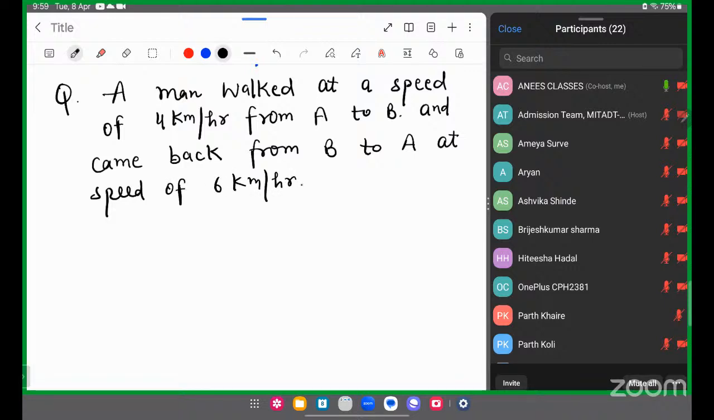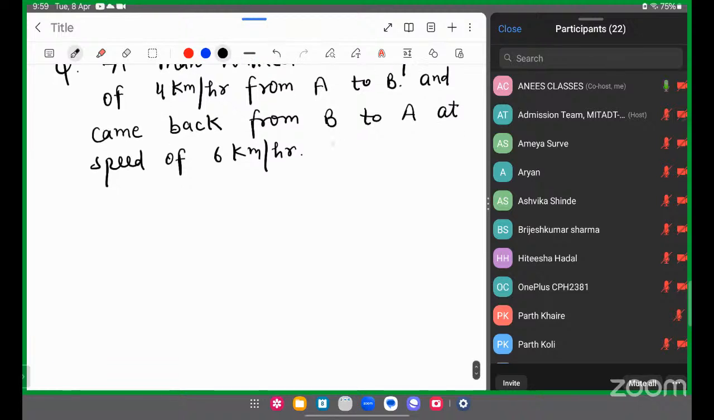Right? What would be the ratio of time taken by the man in walking from A to B and from B to A? So basically, we have to find out time ratio. We have to find out the ratio between time taken to go A to B and time taken to come back B to A. What will be the answer?